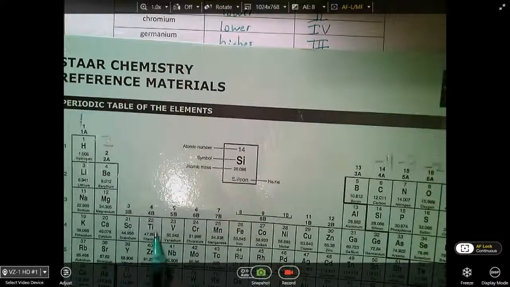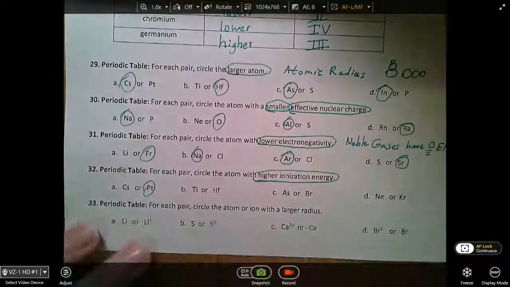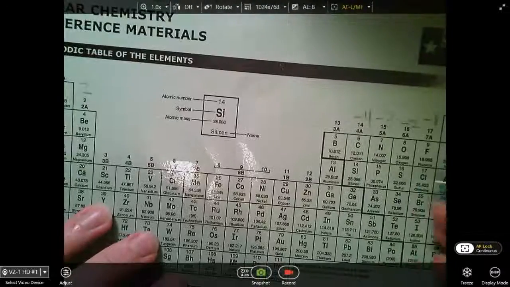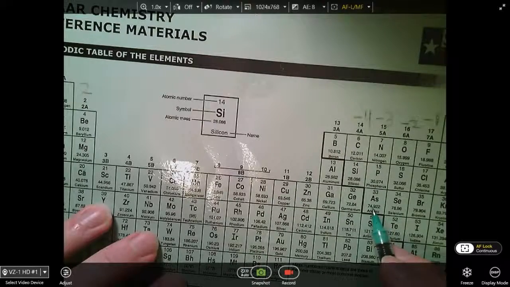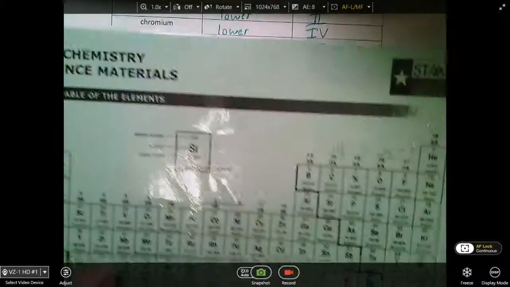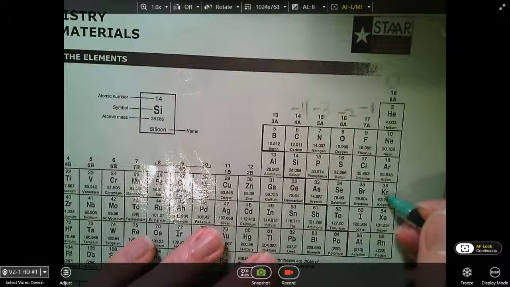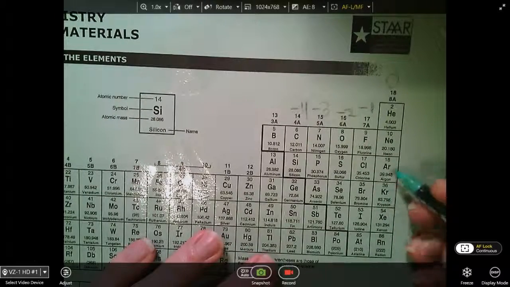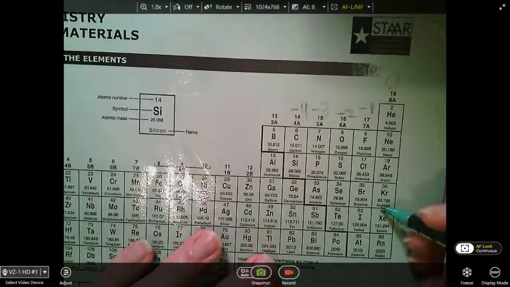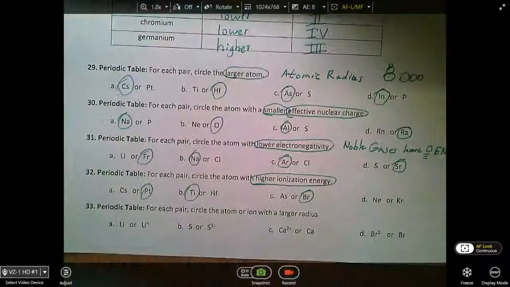Ti or Hf. Hf is here, Ti is there, Ti is higher. As or Br. As, Br. Br is higher. Ne or Kr. Right, we have Kr, we have Ne. So if this was electronegativity, it would be a trick question because it would be 0 for both. But this is ionization energy. Krypton is lower, neon is higher.